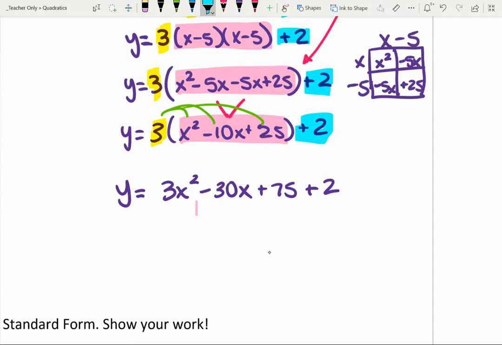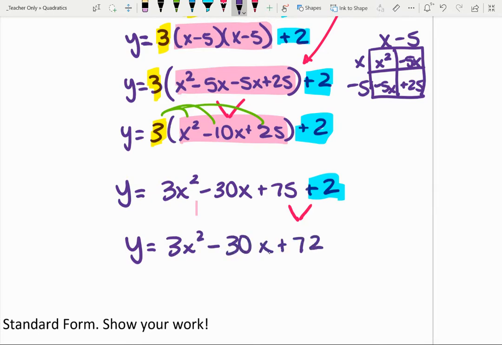So that's the last thing that we haven't really used at all, right? Addition and subtraction come at the end of our order of operations there. So now we can combine the 2 with the 75 with our like terms there. So we're going to get y equals 3x squared minus 30x plus 77. 77, not 72, 77.